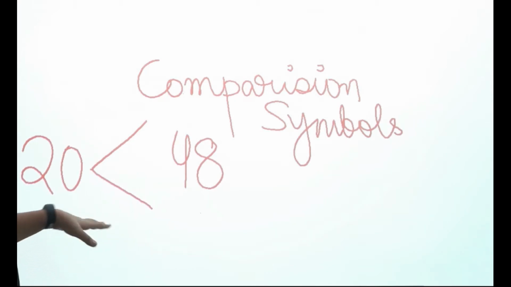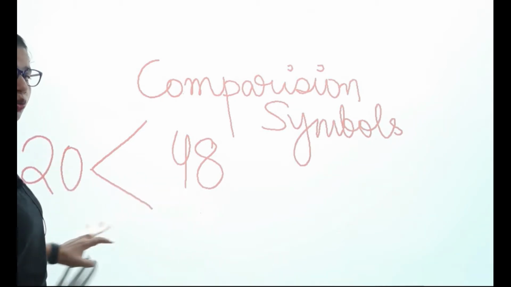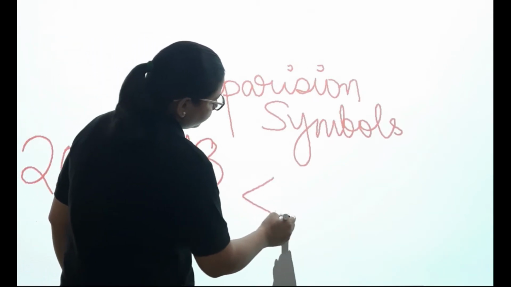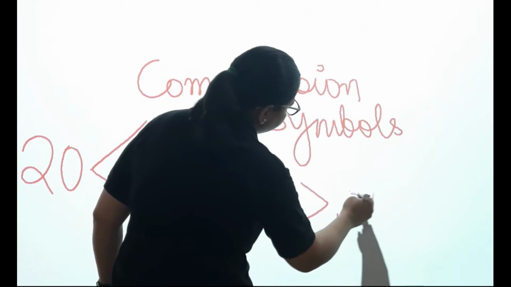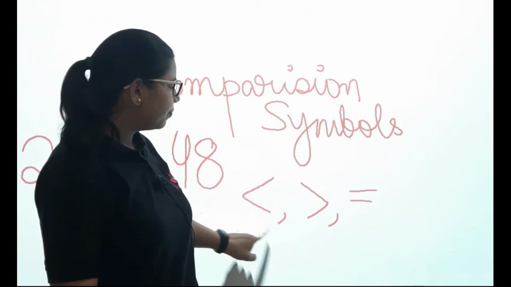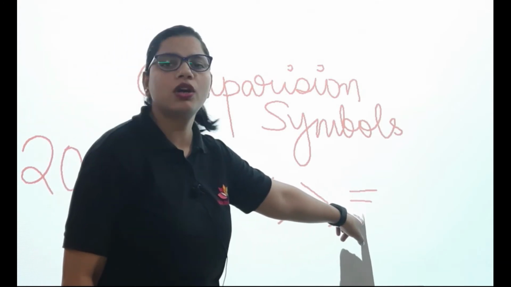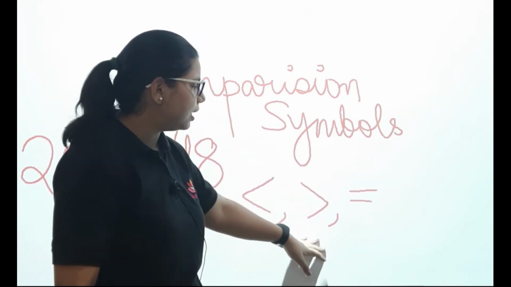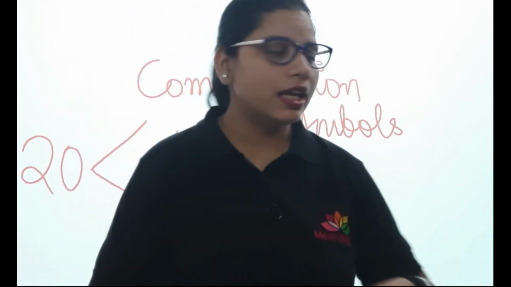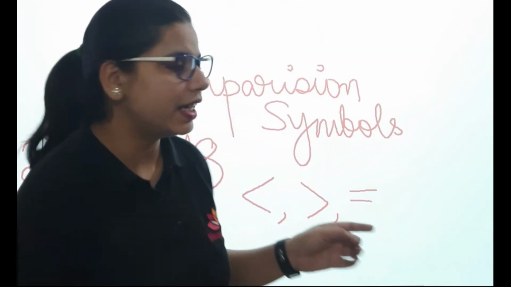So which one is greater here? This one. And which one is smaller? This one. So we use generally these 3 symbols when we compare anything. This is for greater, this is for lesser, and this is for equal. Greater than, less than, and equal. When 2 things are equal, then there will be an equal sign.